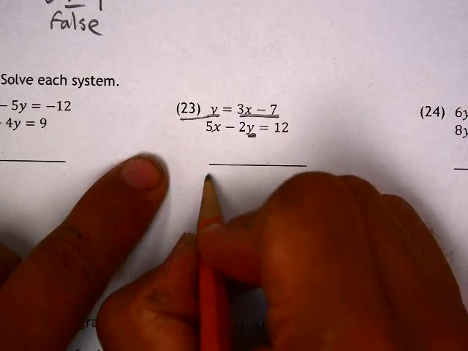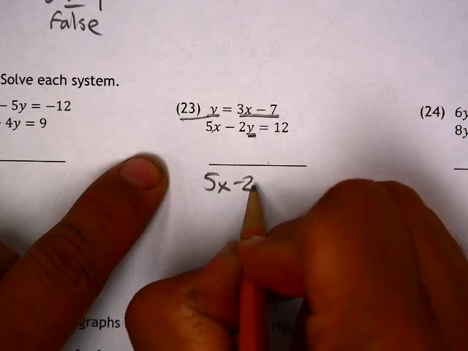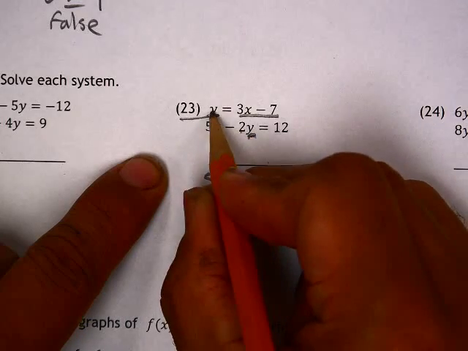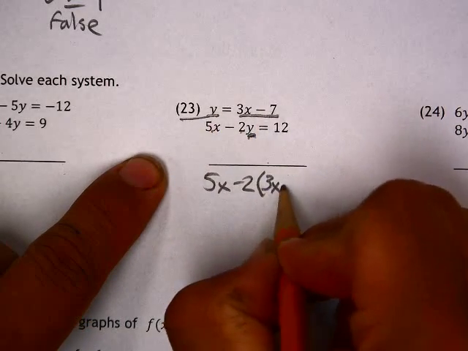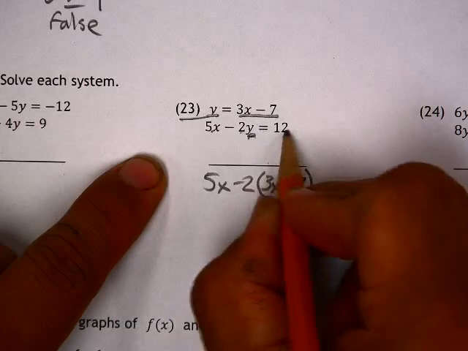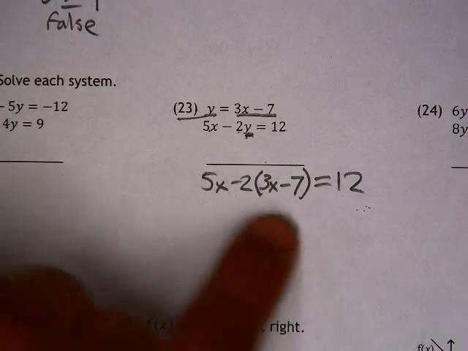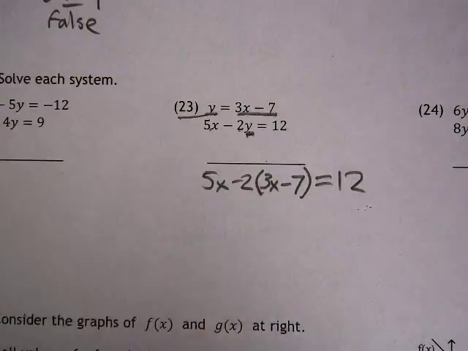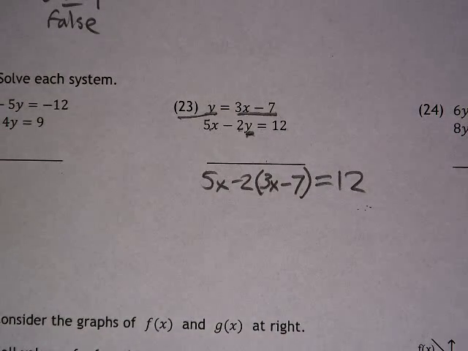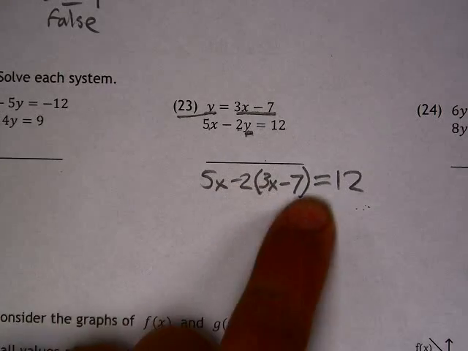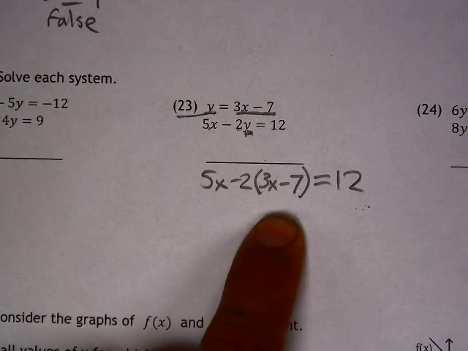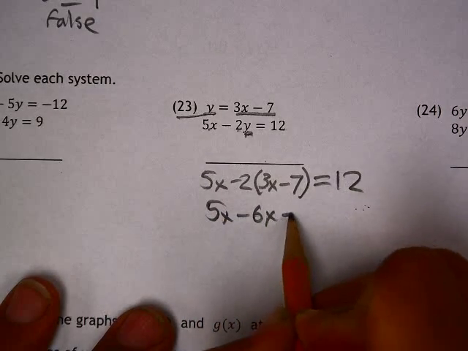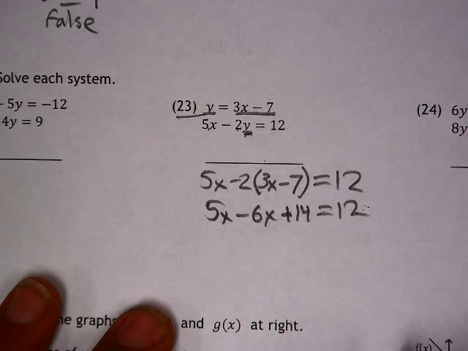So the 5x comes down, minus 2, and then times y. This is 2 times y. But y is being replaced with this. So 3x minus 7, and then equals 12. That's called substitution. When you have one of the variables by itself, usually that's how you want to do it. At this point, I'll just do distributive property, solve for x, and then plug it back in to get my answer for y. So I have 5x minus 6x plus 14 equals 12.